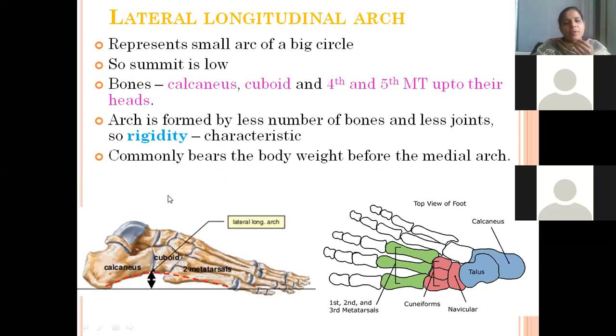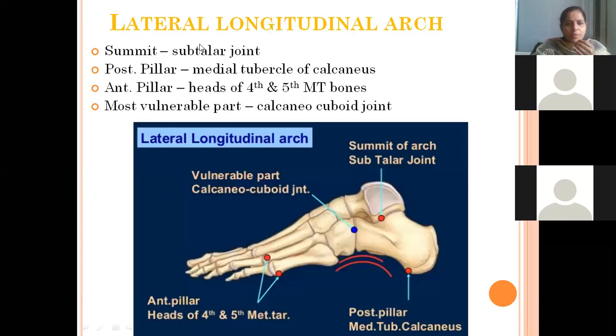Yeah. Okay. Now, coming to the lateral longitudinal arch, again we should go with the summit. Summit is the highest point. So we find this is the talus bone, and below it we have the calcaneum. And this point is actually the subtalar joint, which is forming the summit of the arch. The posterior pillar is this, the lateral tubercle of calcaneum. For the anterior pillar, we have the heads of the fourth and fifth metatarsal bones.